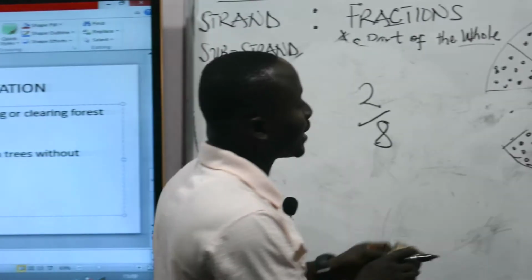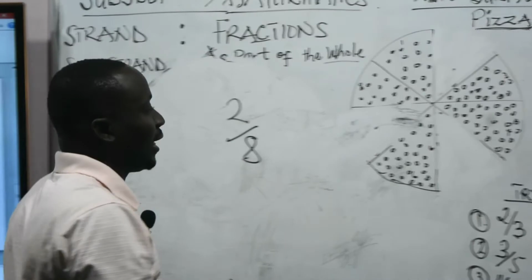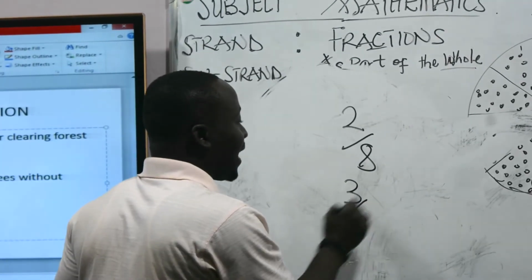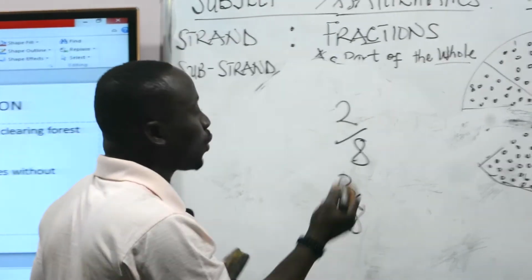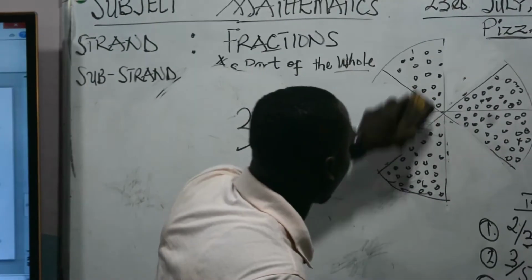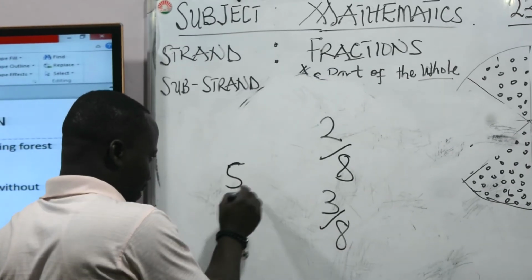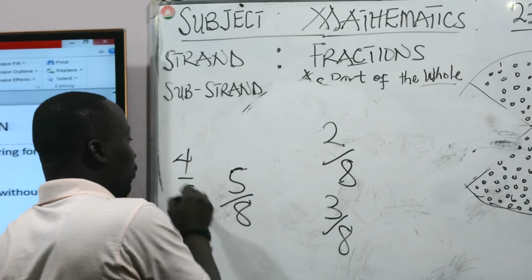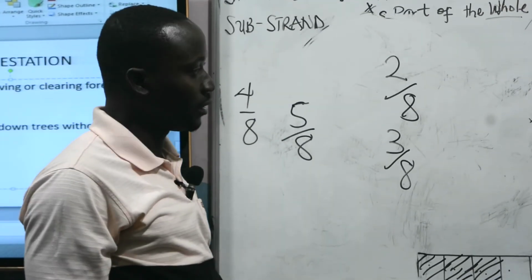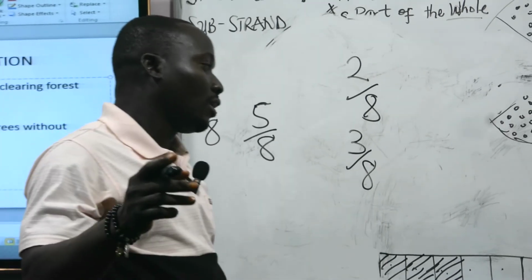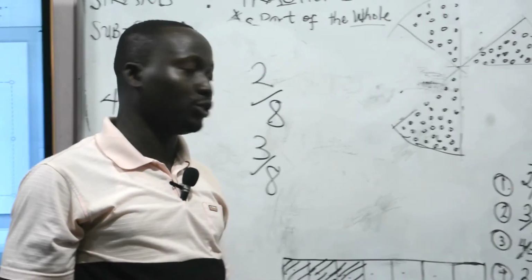If I decide to take extra 1, it can be referred to as 3 out of 8. You can equally have 4 portions or 5 portions taken to get fractions such as 5 out of 8 or 4 out of 8. All these are different examples of fractions. In a jiffy, you can try your hands on the exercise I've given to you.